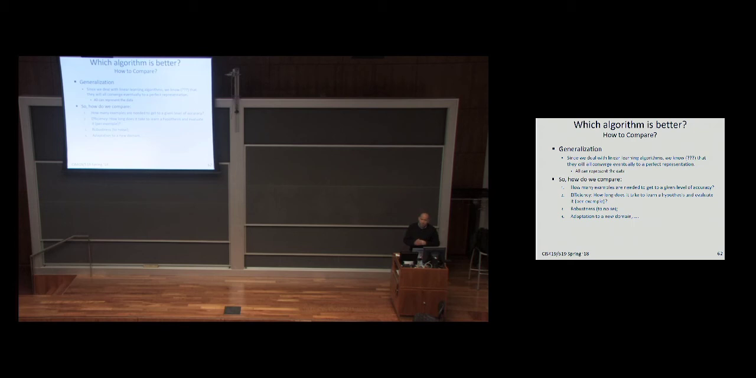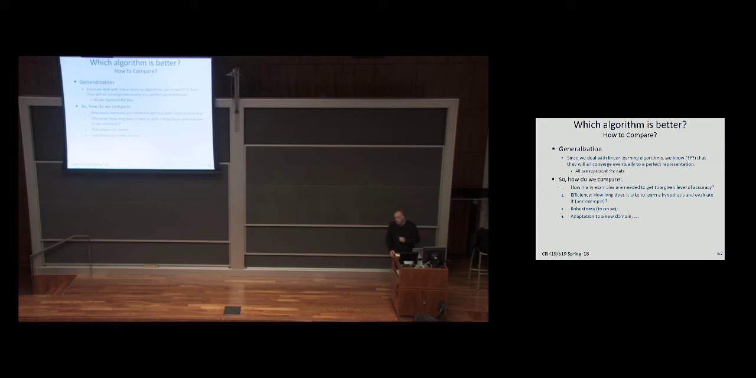So how do we compare? Really what we care about is generalization. What does it mean, generalization? It means how well it's going to do in the future on previously unseen data. Now, we are dealing with linear learning algorithms. If the data is linearly separable or close to linearly separable, we know that in the limit, they are all going to learn. They're good algorithms. Eventually, they're all going to learn this.